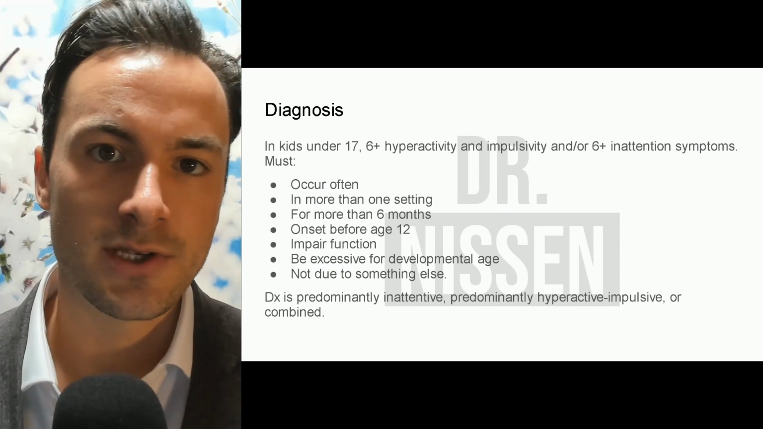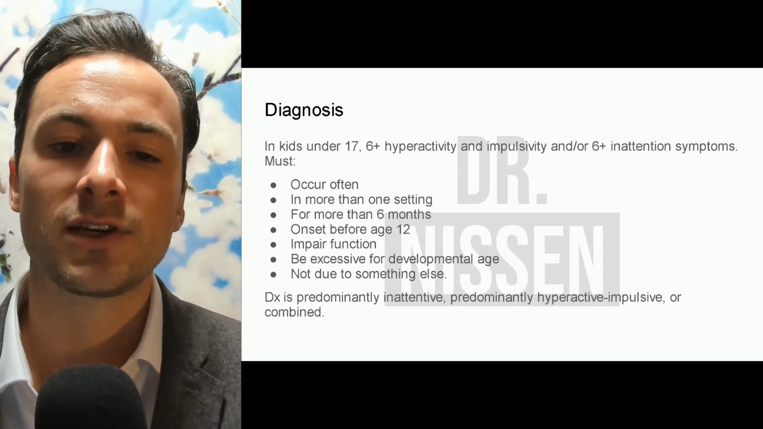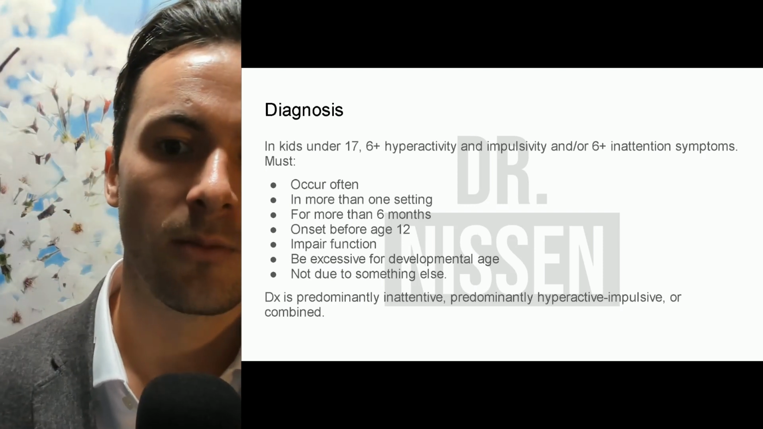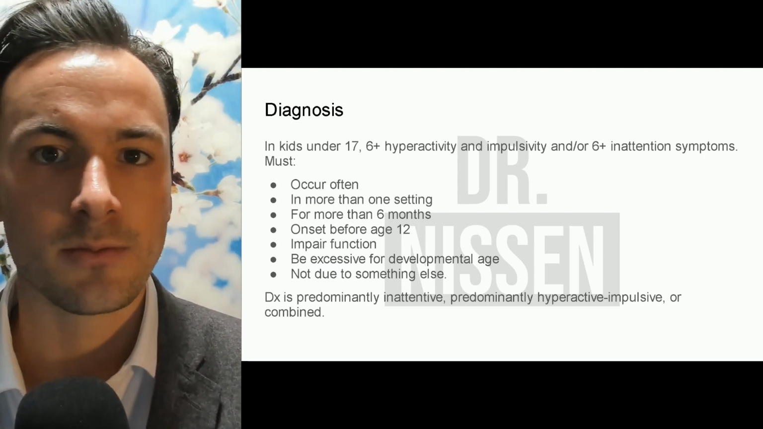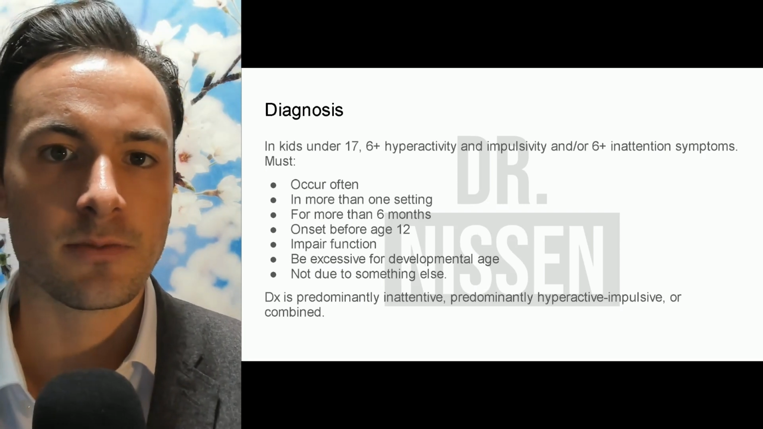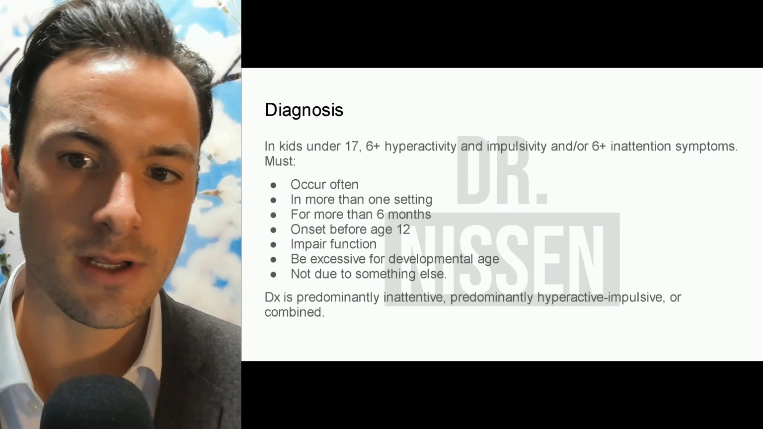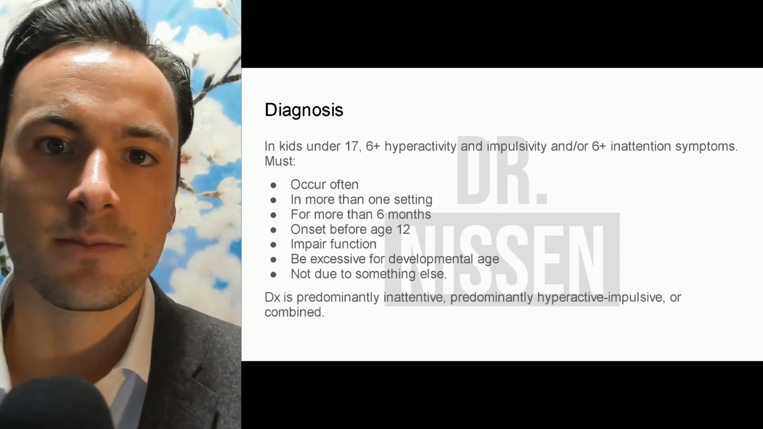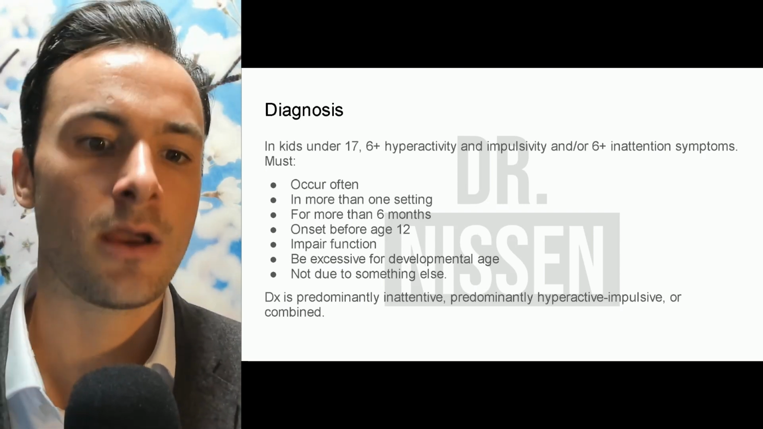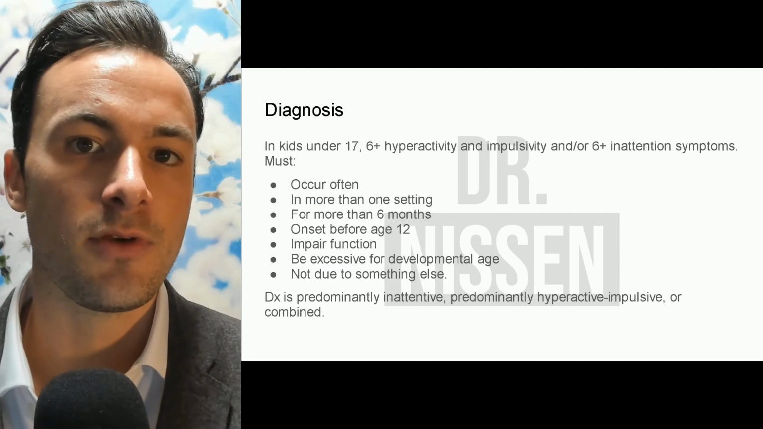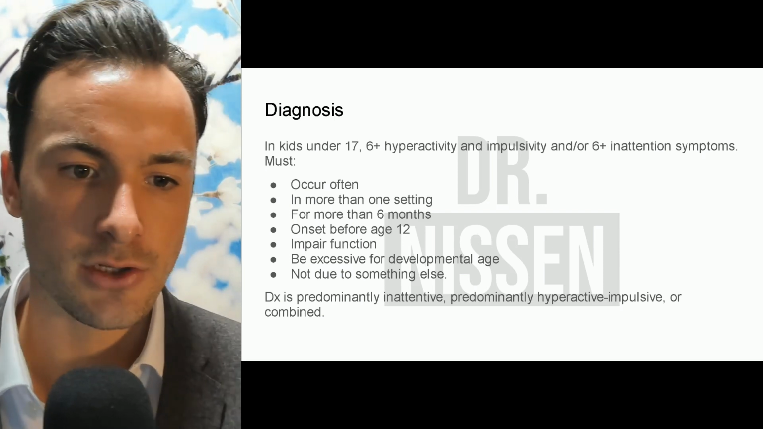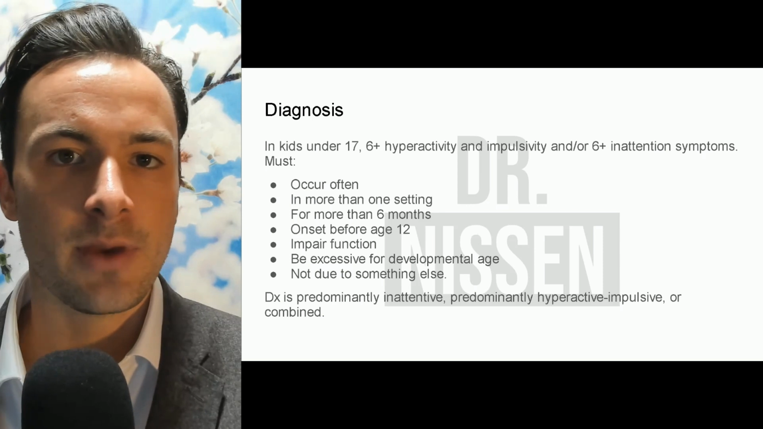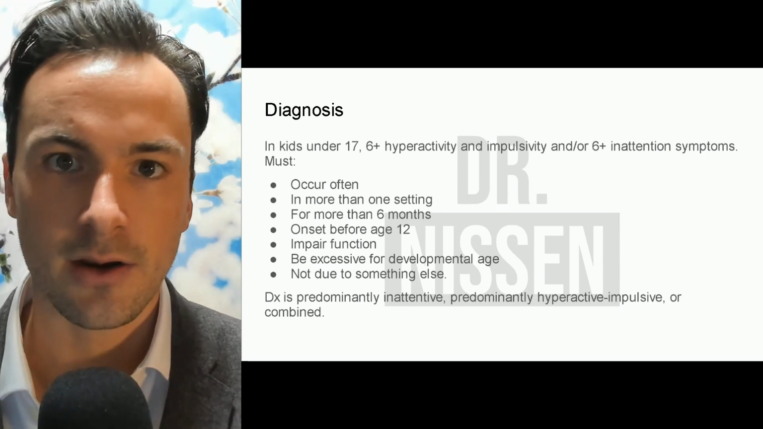So for the diagnosis in kids under age 17, you need to have 6 or more of the following symptoms in the hyperactivity and impulsivity realm, or 6 or more in the inattention realm. So the symptoms are the ones that we had mentioned before, all of the hyperactivity and impulsivity symptoms, or all of those inattention symptoms. Plus, these symptoms must occur often in more than one setting for more than 6 months, with an onset before the age of 12, and it must impair their function, be excessive for their developmental age, and not be due to something else. That is basically the diagnostic criteria in order to be diagnosed with ADHD.